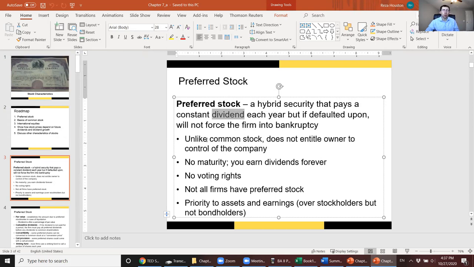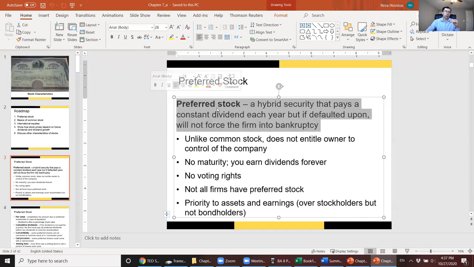The only thing a firm can do, if it wants to avoid paying that dividend, is suspend the dividend on the preferred stock. But before they can pay common stockholders a dividend, they have to pay all of the preferred stockholders' dividends first. So defaulting on the dividend for a share of preferred stock will not lead to bankruptcy. But quite frankly, you eventually have to pay that out if you ever want to be able to pay dividends on your common stock as a company.